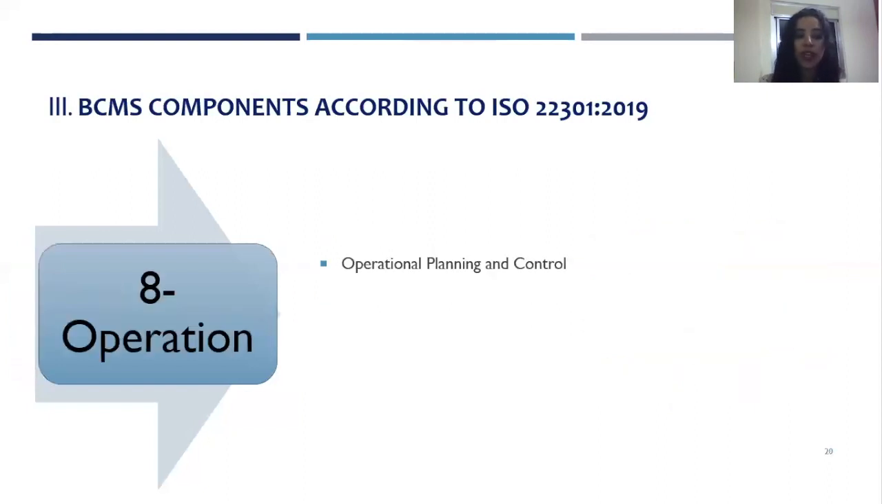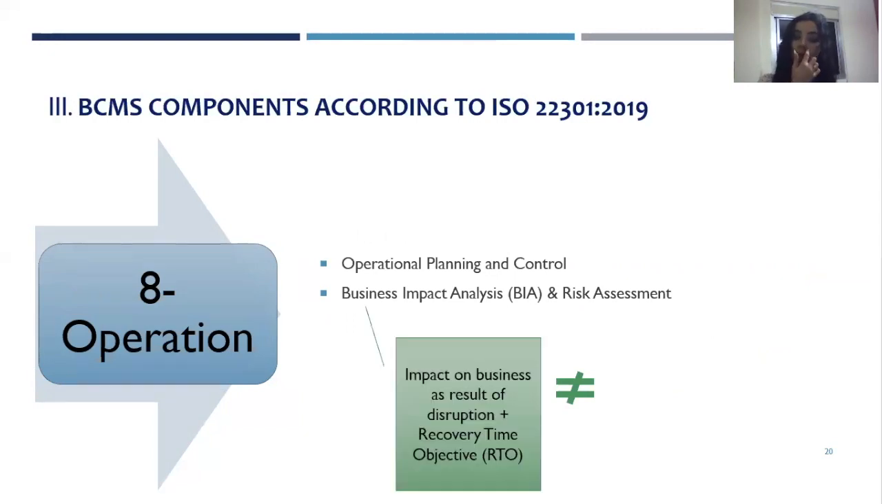The module number 8, operation, we talk about operational planning and control, business impact analysis, BIA, and risk assessment. And please note that these two are different. Thus, the BIA, or business impact analysis, studies the impact on the business as a result of disruption. Here we define what we call the RTO, recovery time objective, and the maximum tolerable time, MTT. The risk assessment, however, is the product of likelihood of the occurrence of a risk multiplied by its severity.